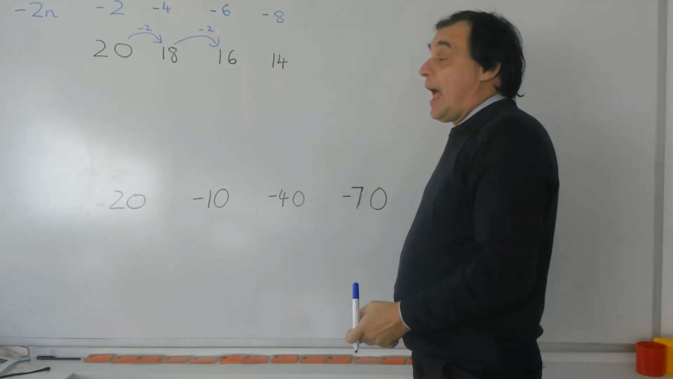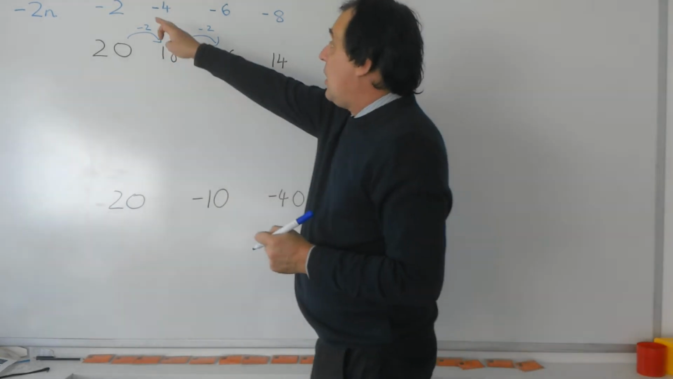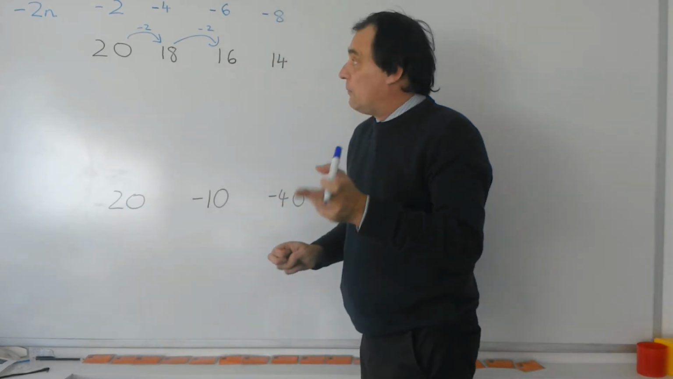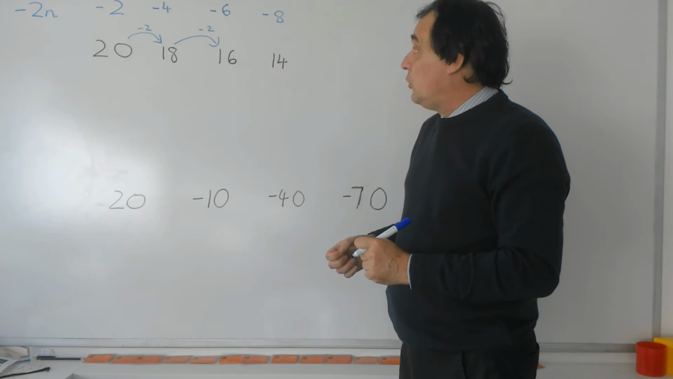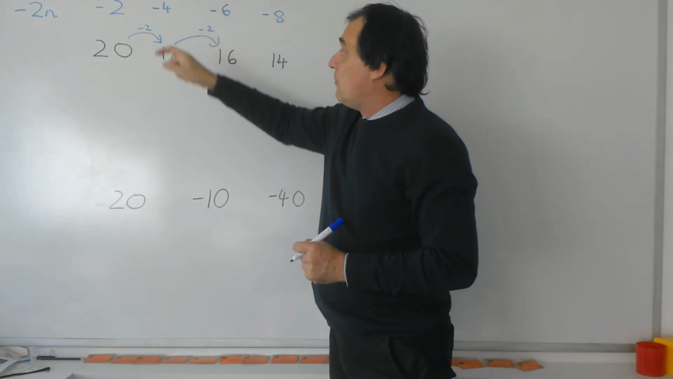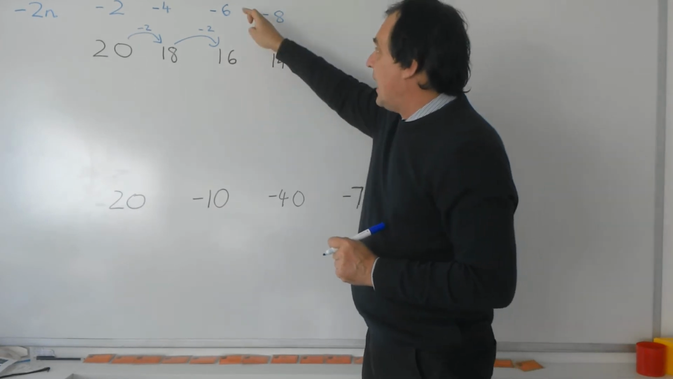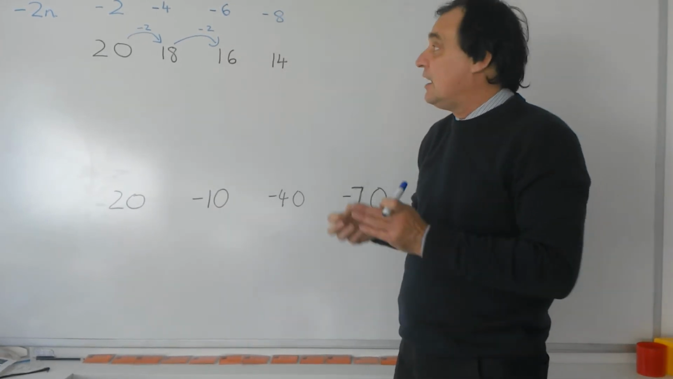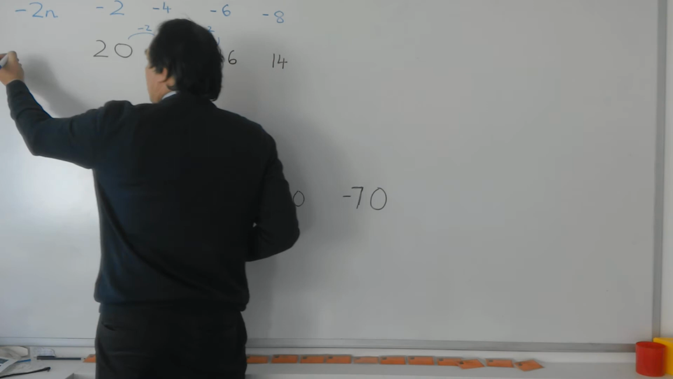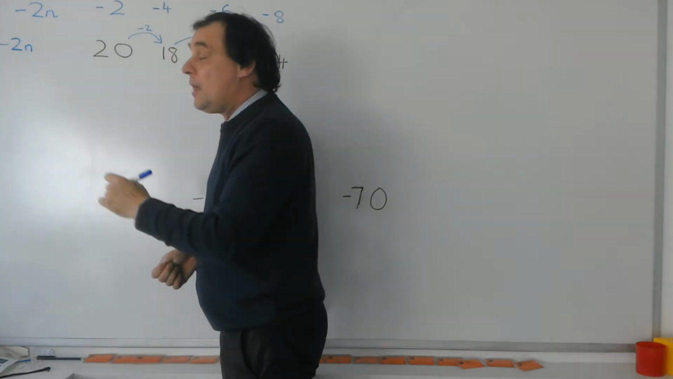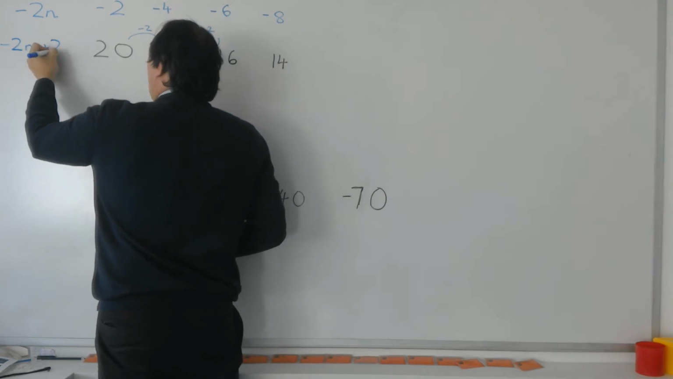Okay, so how do I get from -2 to 20? So I'm adding 22 to get there. How do I get from -4 to 18? We'll check it. I'm adding 22. How do I get from -6 to 16? Again, adding 22. So the sequence is -2n plus 22.